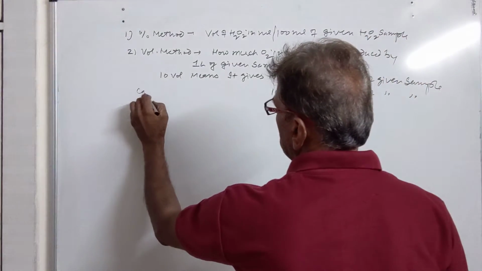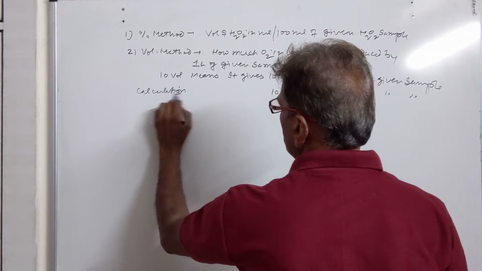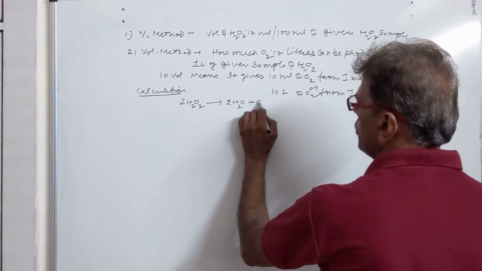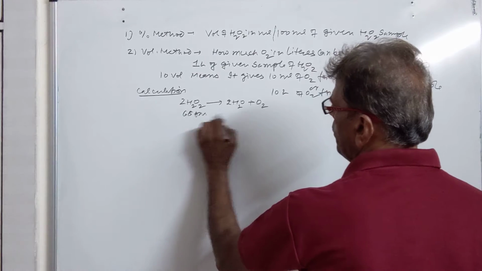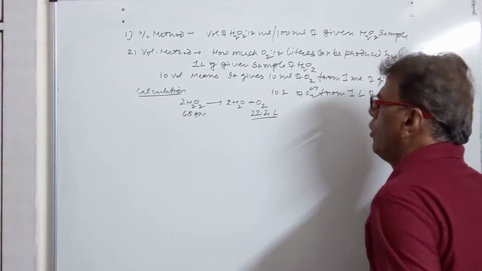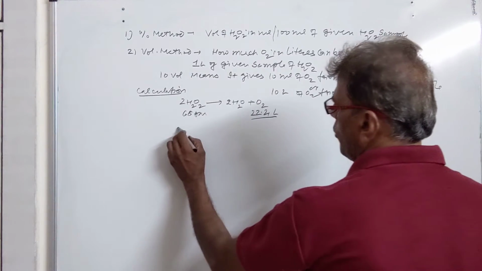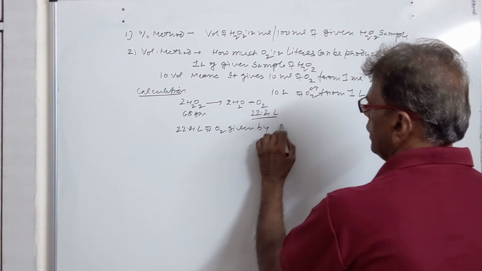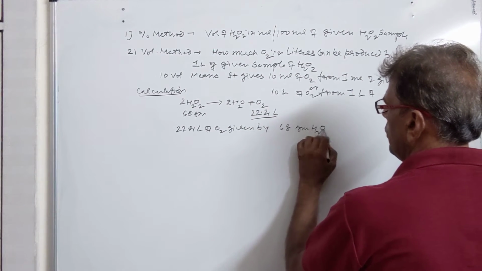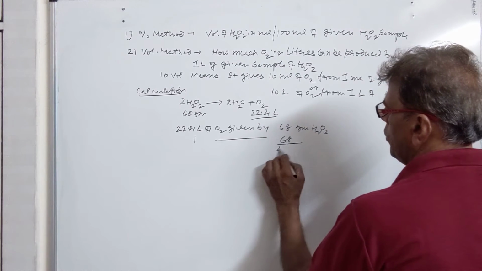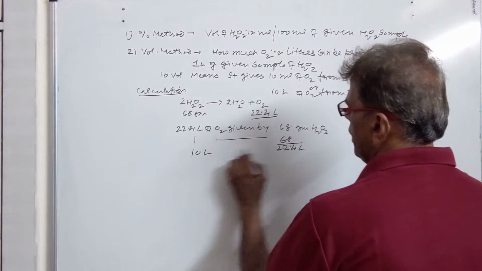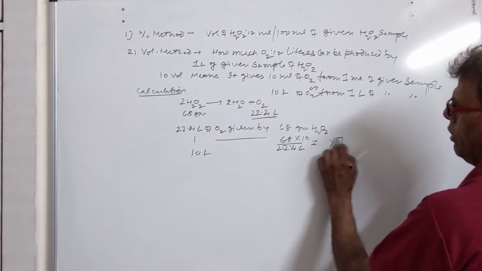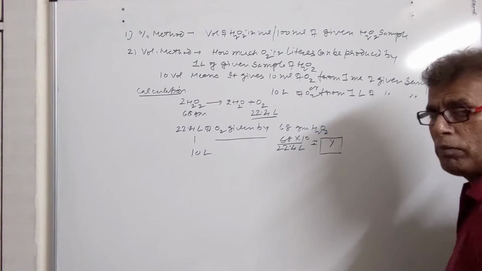For calculation purposes, we take the decomposition reaction of H2O2, it decomposes to give you H2O plus O2. 68 grams of this sample produces 22.4 liters of oxygen. 10 liters will be produced by how much? 22.4 liters of O2 is given by 68 grams of H2O2. 1 liter will be given by 68 over 22.4 grams, and 10 liters will be given by 10 times that. So this will be solved. This will be the strength, the amount of H2O2 in the given sample per liter.